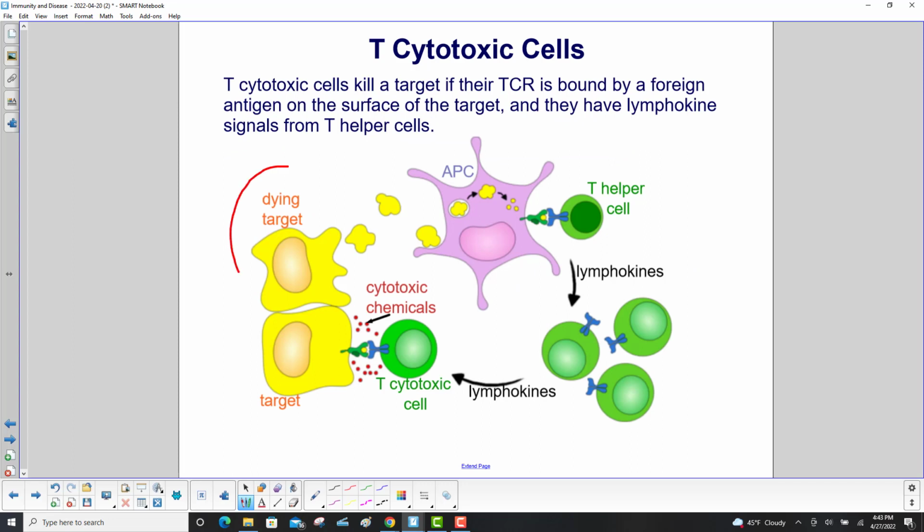We have our target pathogen over here. The APC engulfs it, presents the antigens to the T helper cell. That releases lymphokines. This then tells a T cytotoxic cell to release chemicals to destroy the membrane of the target.